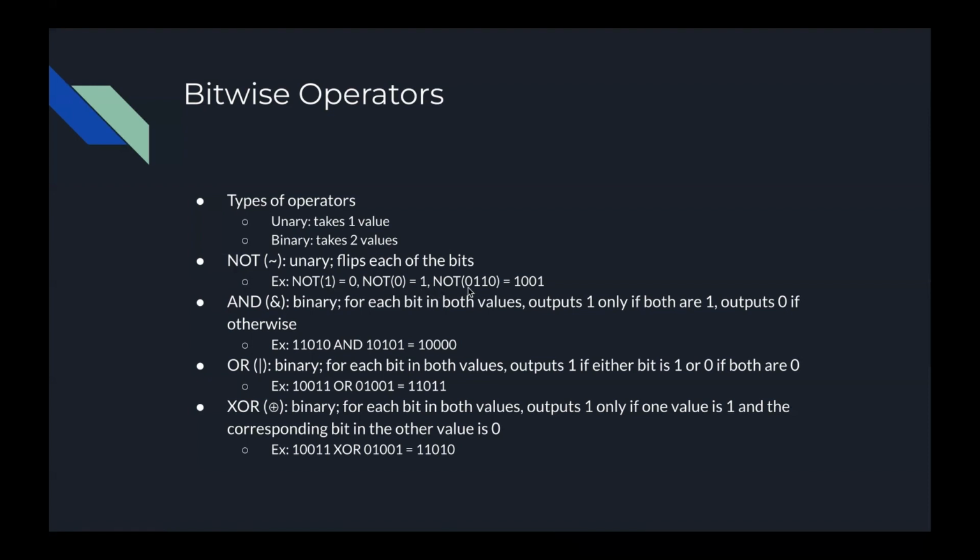Except if you have a NOT of a complex string that's not just a singular 1 or a singular 0, then it's going to flip every single one of those digits. For example, our example here is 0, 1, 1, 0. What this NOT will do is flip each of the individual bits and combine them into one string.